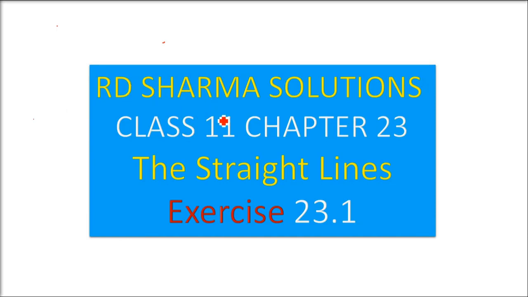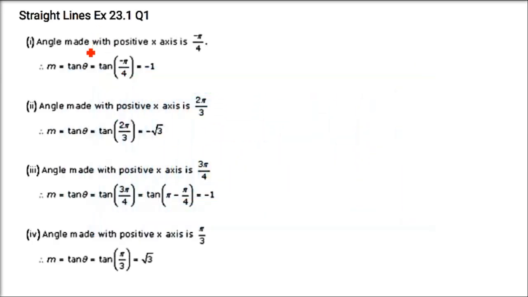We are taking R.D. Sharma Solutions, Class 11, Chapter 23. The Straight Lines exercise is 23.1. The first question has 4 parts. Find the slopes of the lines which make the following angles with the positive direction of the x-axis.